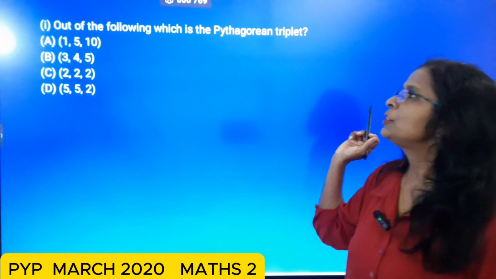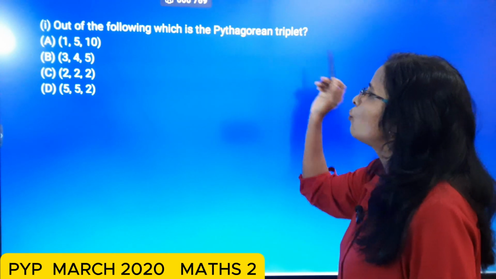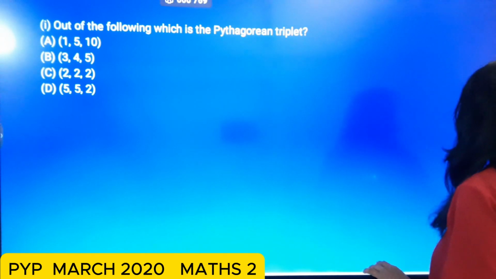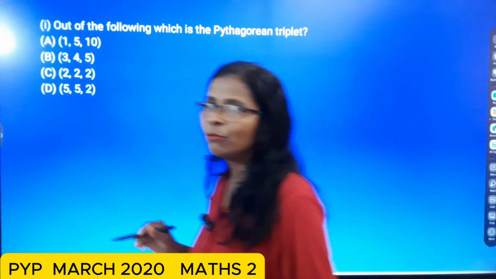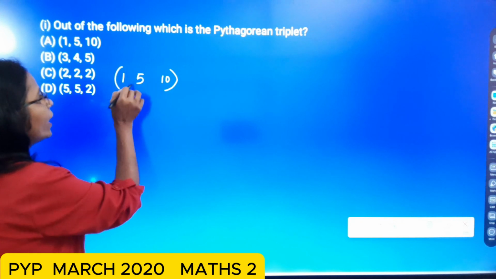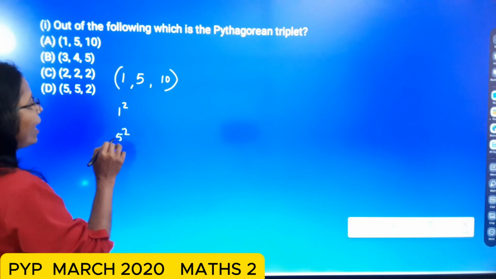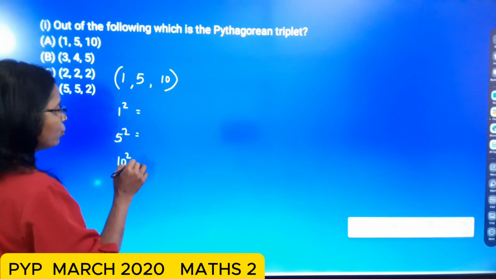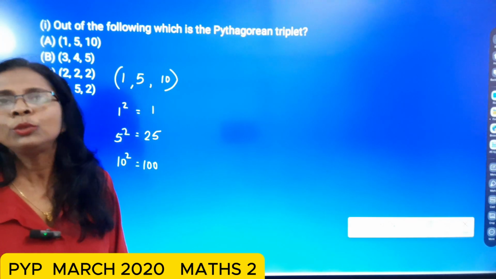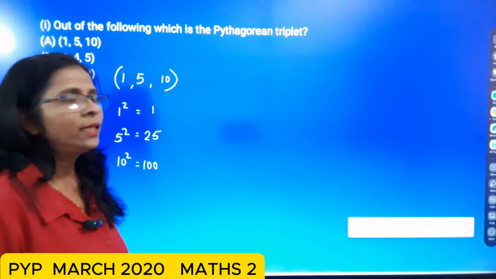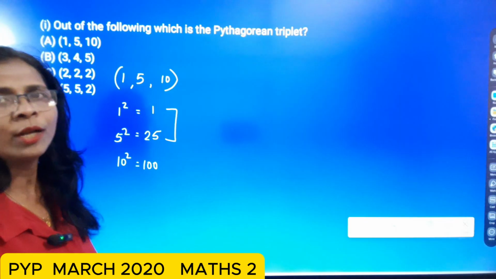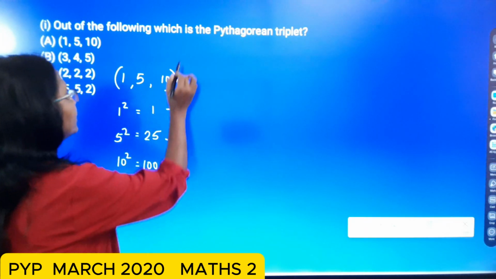Now the first question: out of the following, which is the Pythagorean triplet? Students, we first check which one is the Pythagorean triplet. The first one is 1, 5, 10. Squares of 1, 5 and 10 are 1, 25 and 100. The sum of the squares of two numbers does not give 100, the square of the third number. So it is not a Pythagorean triplet.